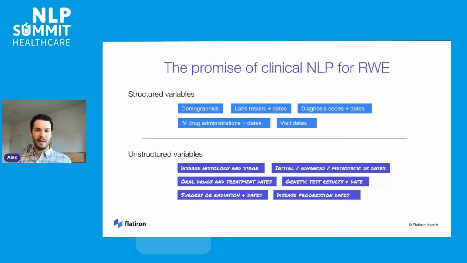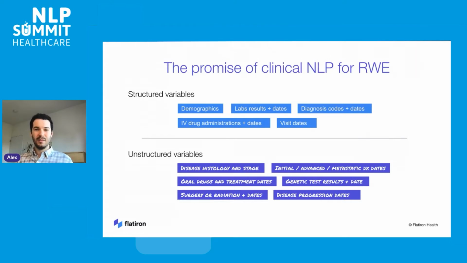So how do we prepare EHR data so it's ready to use to produce real-world evidence? Well, some variables already exist in a structured form in the EHR, so things like demographics, lab results, ICD codes, and these variables are relatively easy to harmonize and to anonymize so that they can be used for downstream research.